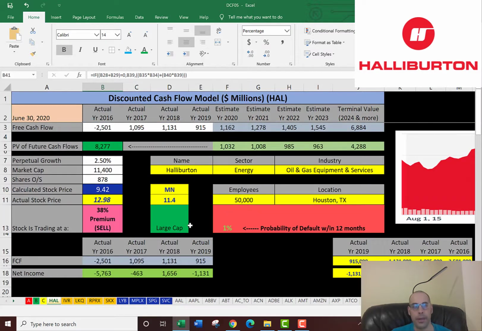cash flows by. So we estimated 4 years of future cash flows, and then we did a terminal value, which is all years past year 4. We discounted those numbers back to today using the weighted average cost of capital. And we get a value of the company of $8.3 billion. We divide that by 878 million shares. And we get an intrinsic stock price of $9.42.